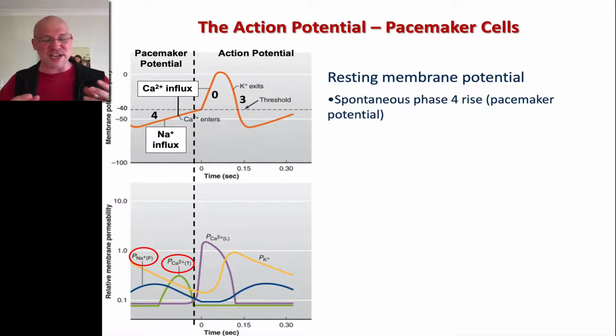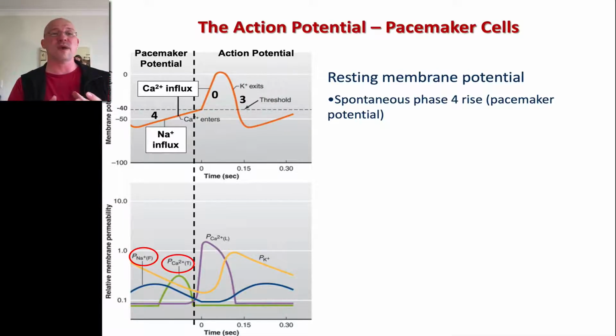These funny channels sit in the membrane of pacemaker cells and they leak. They leak potassium out and they leak sodium in. And they leak more sodium in than they leak potassium out. So we get more positive ions moving into the cell than we get moving out, the sodium moving in and the potassium moving out. And so gradually the charge inside the cell starts to build up to be more and more positive.